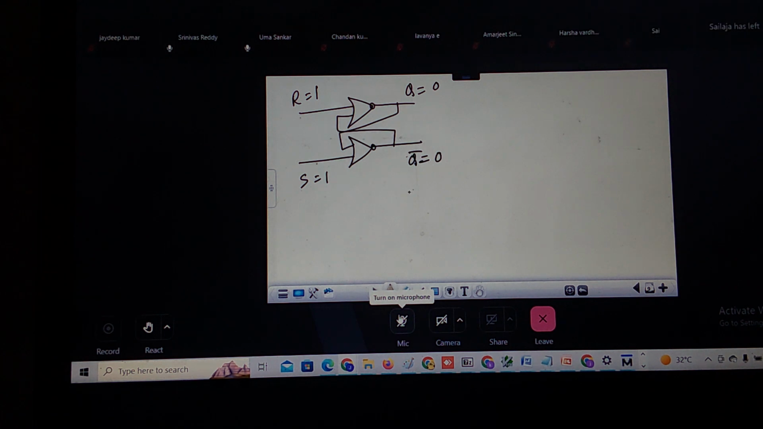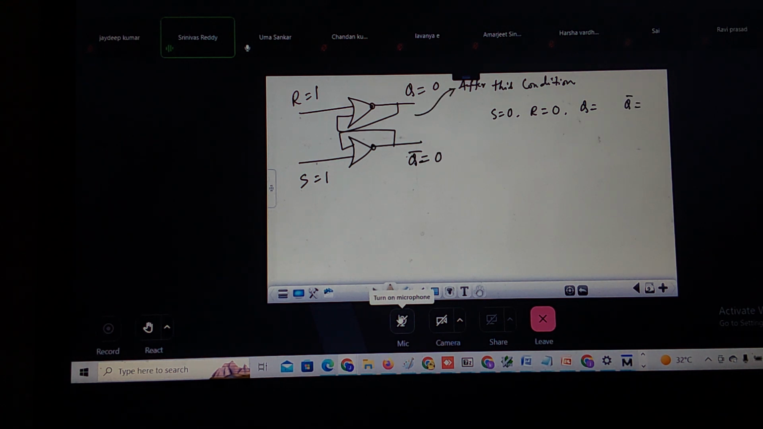Now let us understand what is meant by metastability. You are asking what is meant by metastability. Okay, now you understand this statement. After this condition, what I am going to do is put S is equal to 0, R is equal to 0. Now you can tell me what are Q and Q bar?